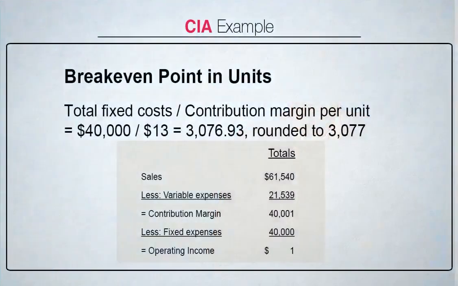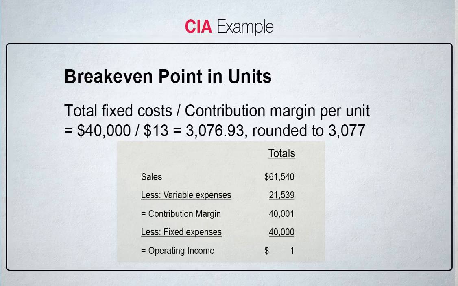Now let's look at our example again and find the company's break-even point, first in units. We divide the fixed cost of $40,000 by the $13 contribution margin per unit. This gives us $3,076.93. Now, we cannot sell a portion of a unit, so we need to round up to the nearest unit, which in this case is 3,077. The break-even point for our company is 3,077. If we sell 3,077 units, the company will have operating income of $0, which is break-even.